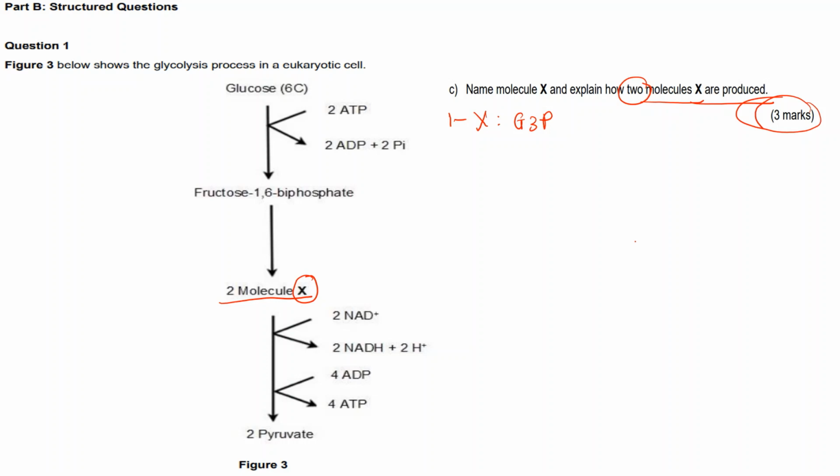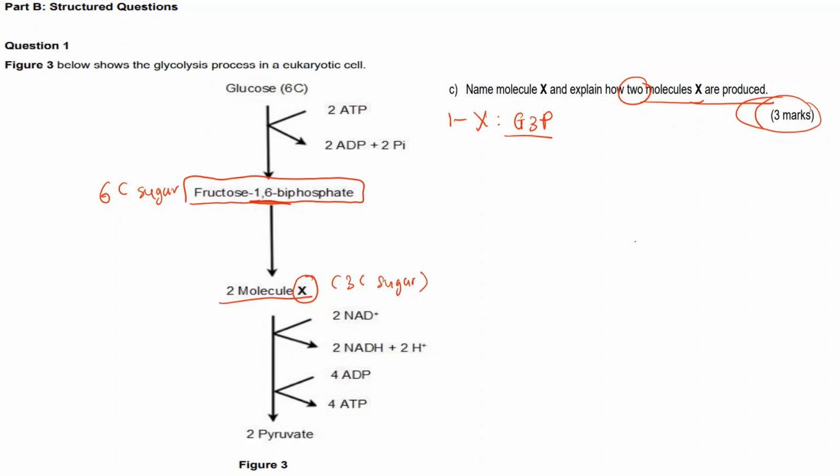If you look at this diagram, you have this molecule, fructose 1,6-bisphosphate. Fructose 1,6-bisphosphate is a 6 carbon sugar, and it has 2 phosphate groups attached to it. Because it has 2 phosphate groups attached to it, it is a highly energized molecule and it has to be broken down into 2 molecules of 3 carbon sugar. So molecule X, which is G3P, is a 3 carbon sugar.